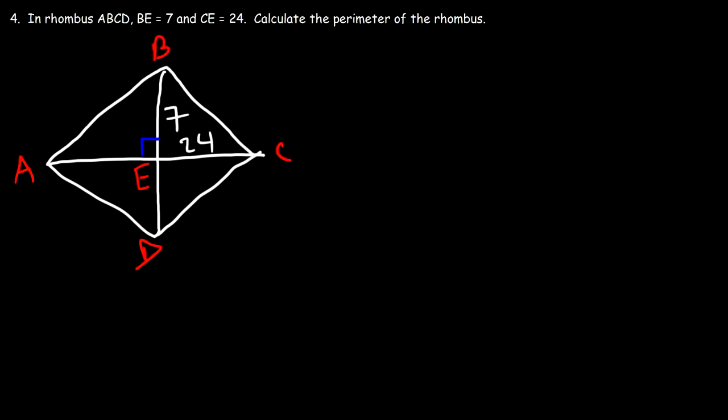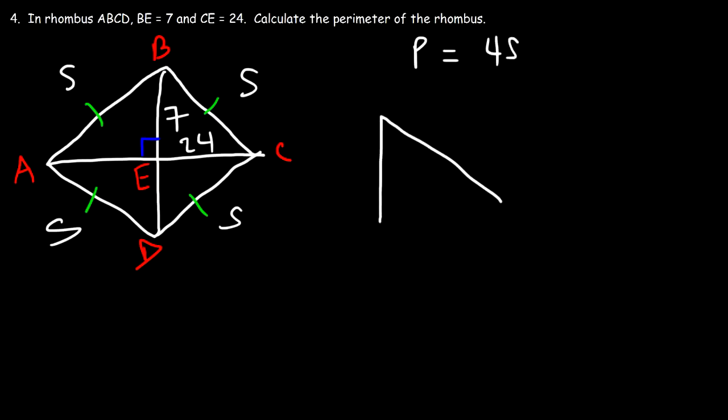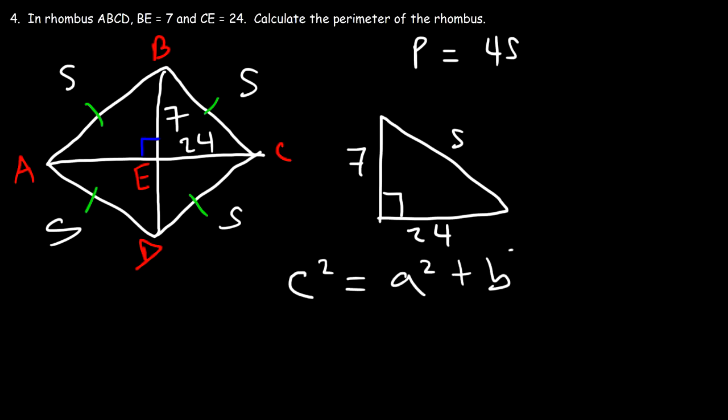Now, all four sides of a rhombus are congruent. So let's say if we call this S, this is S, that's S, that's S. So the perimeter is 4S. Now notice that we have four congruent right triangles. This is 7, this is 24, and this is S. So let's use the Pythagorean theorem to calculate S. C squared is equal to A squared plus B squared. In this case, C is the hypotenuse S. A, we could say it's 24, and B is 7.